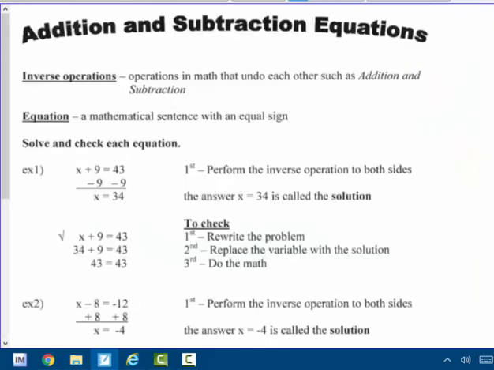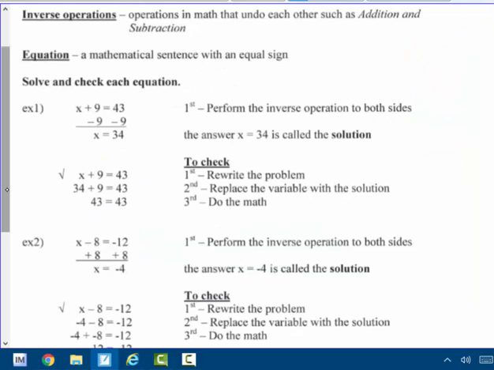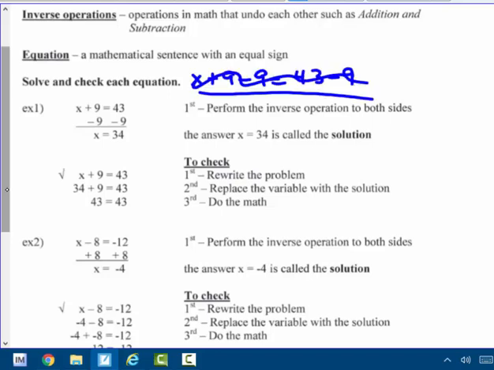Addition and subtraction equations. What is an equation? It's a mathematical sentence with an equal sign. We know that. Solve and check each equation. So here it's done vertically. x plus 9 equals 43. We're going to do it vertically as shown here, subtracting 9, because here's my goal. The goal of equation solving is to get the variable by itself.